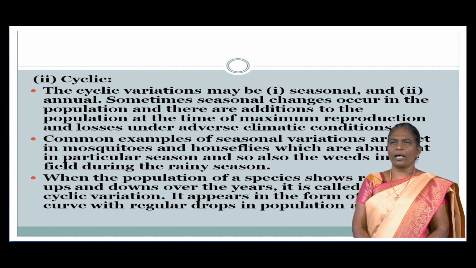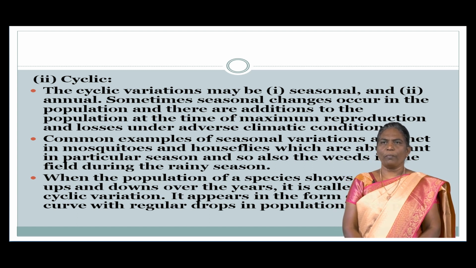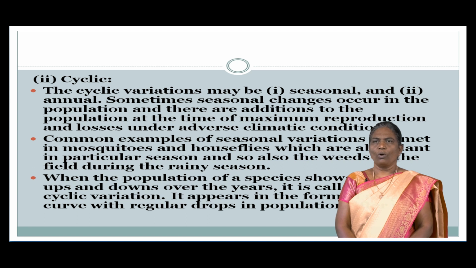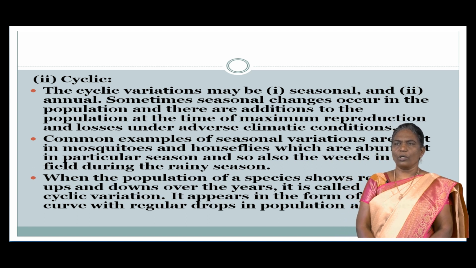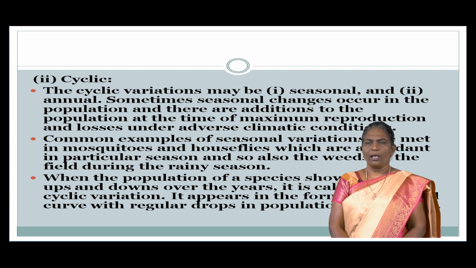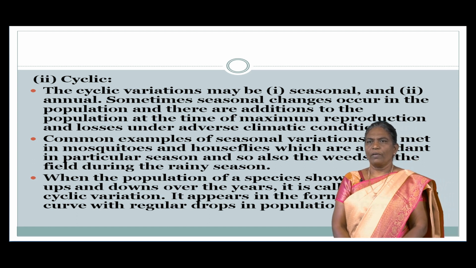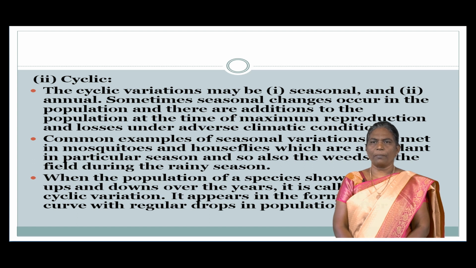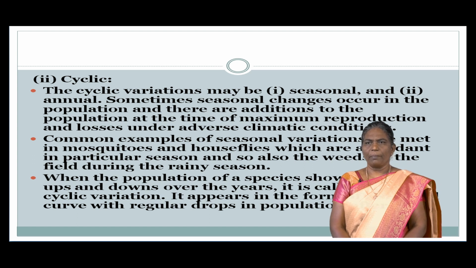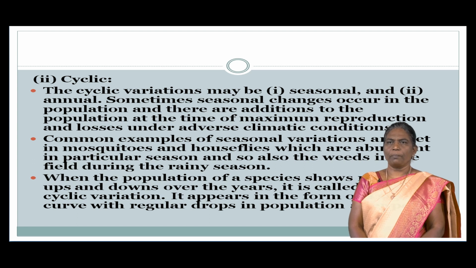Sometimes seasonal changes occur in the population and there are additions to the population at the time of maximum reproduction and losses under adverse climatic conditions. Common examples of seasonal variations are met in mosquitoes and houseflies, which are abundant in particular seasons, and so also the weeds in the field during the rainy season. When the population of a species shows regular ups and downs over the years, it is called annual cyclic variation. It appears in the form of a sigmoid curve with regular drops in population after peaks.